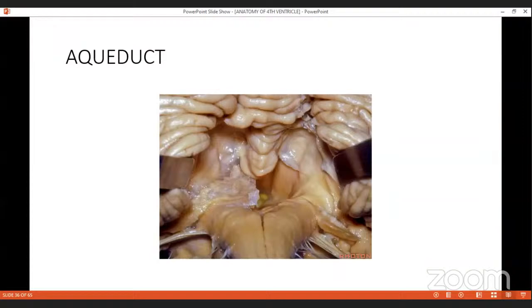The fourth ventricle communicates on both the lateral aspects via the lateral recesses and opens up into the CP angle cisterns via the laterally residing foramen of Luschka. And in the midline, within the inferior slope of the roof, you have the midline single foramen called the foramen of Magendie, through which it opens into the cisterns of the brain.